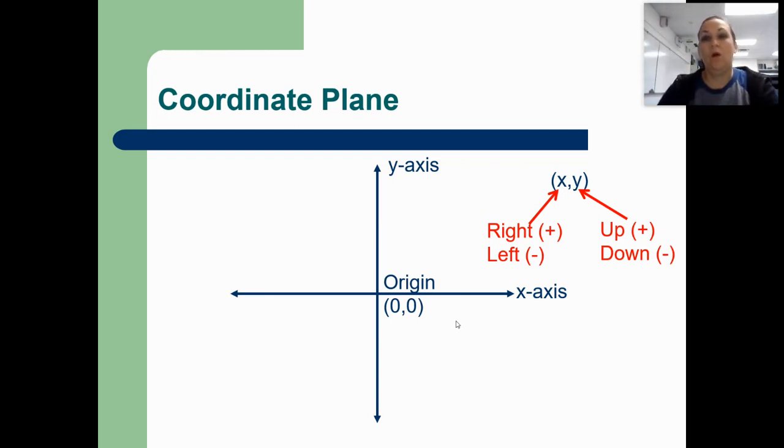When you're graphing an ordered pair, you always start on the origin. You go right or left first, and then however far to the right you went, from there you would go up or down. Same thing if you went to the left, from there you would go up or down.